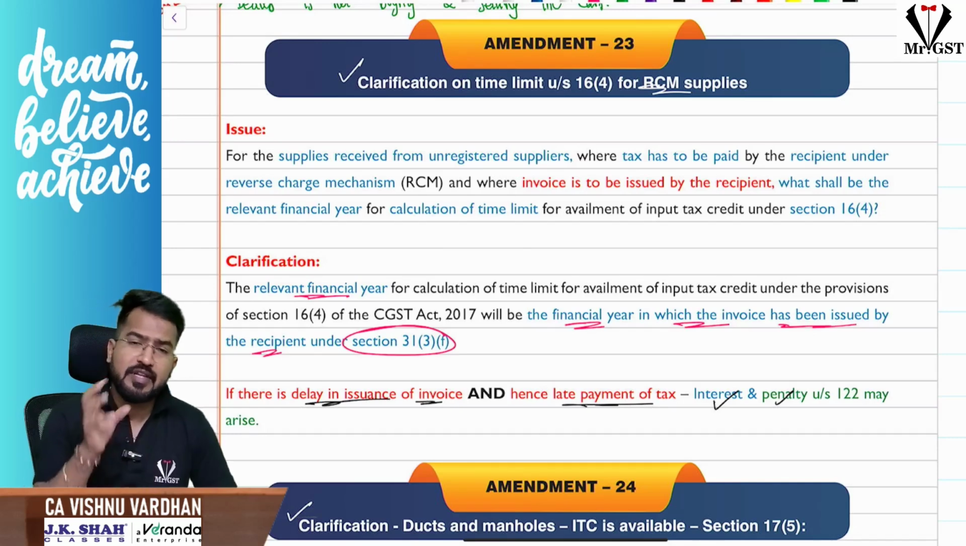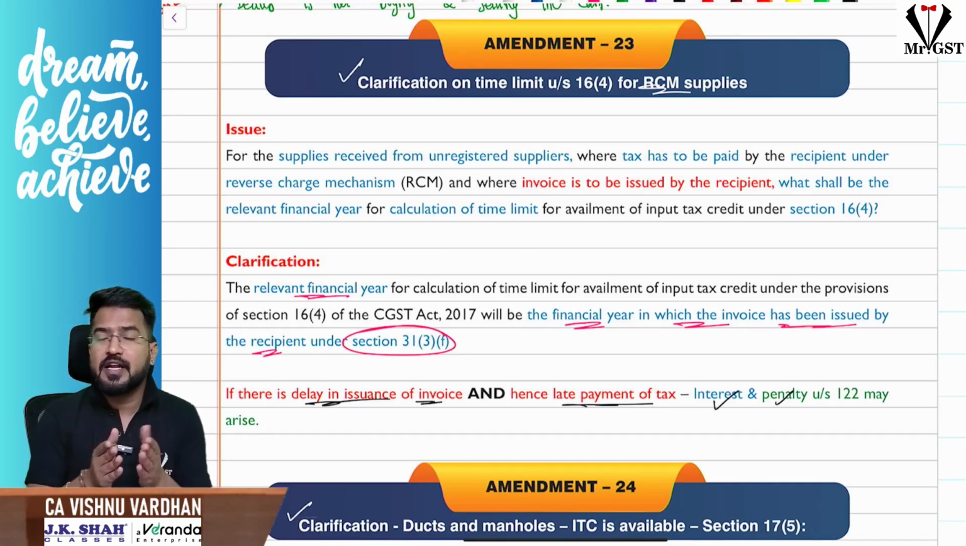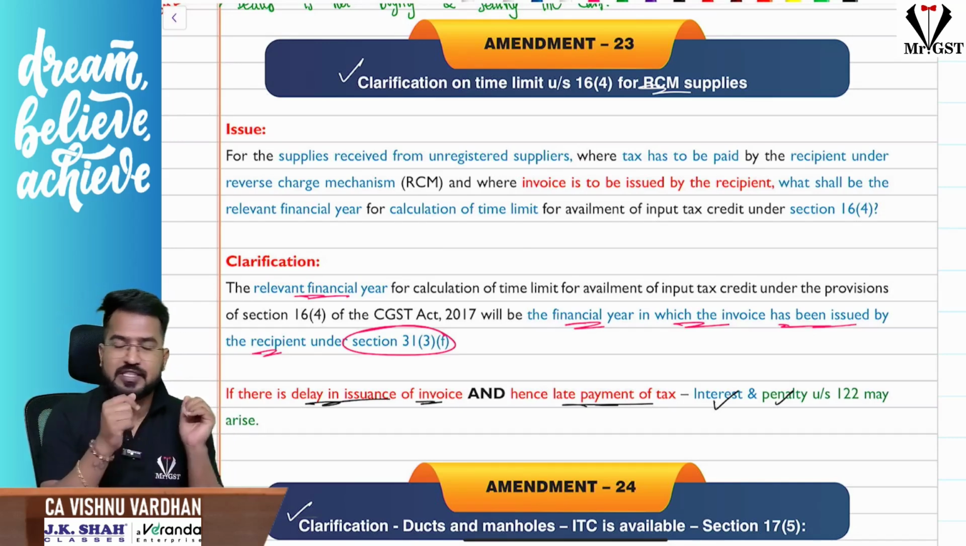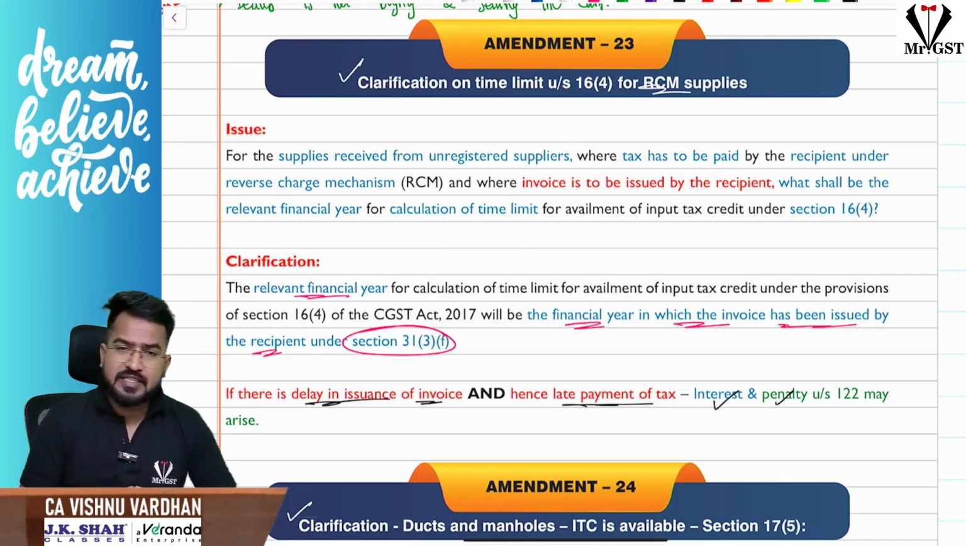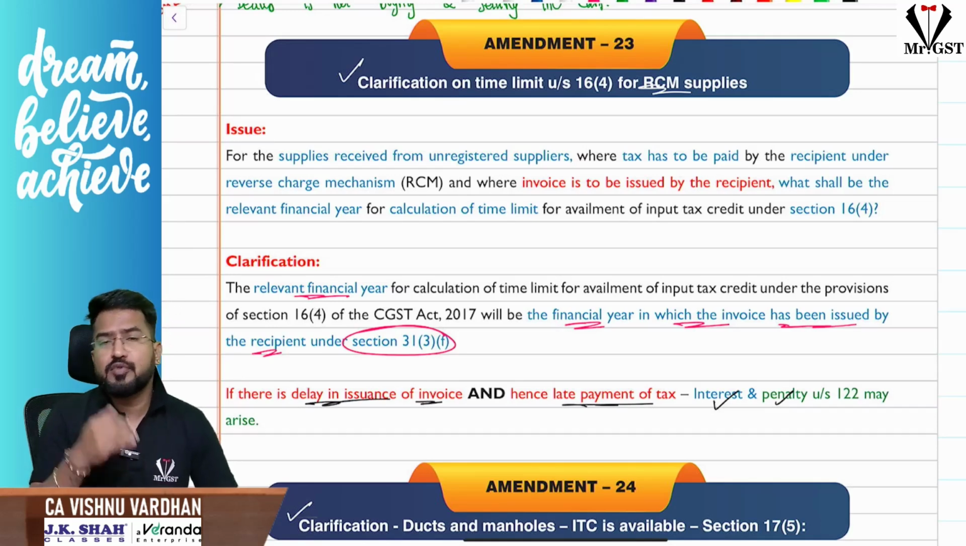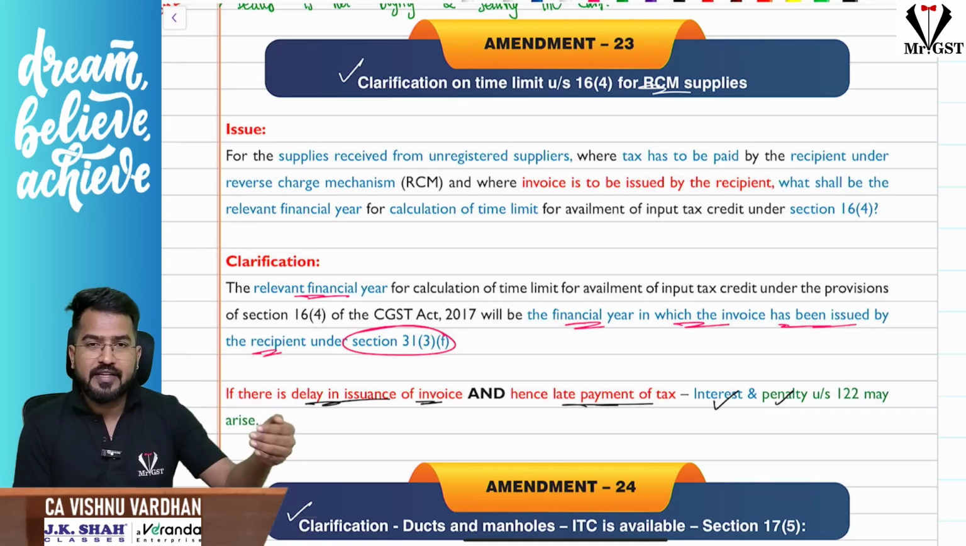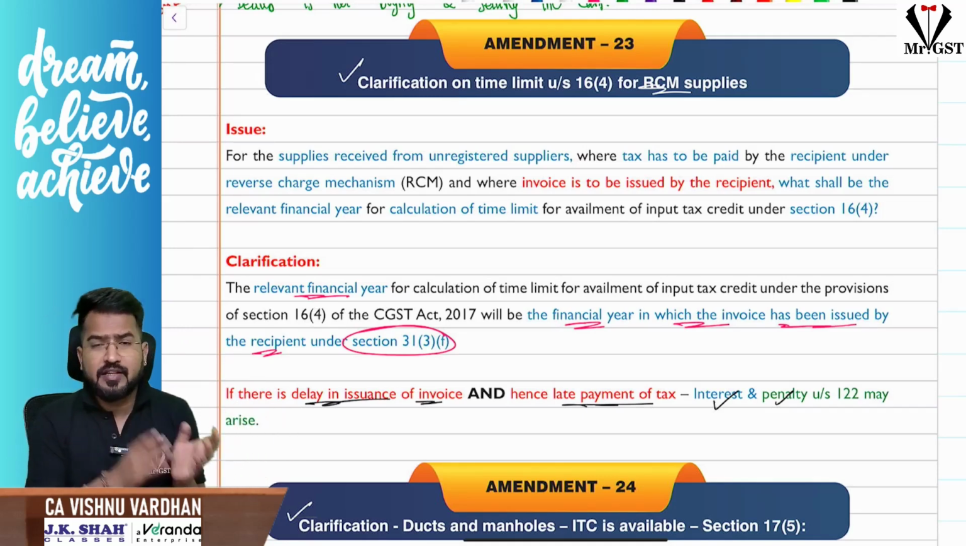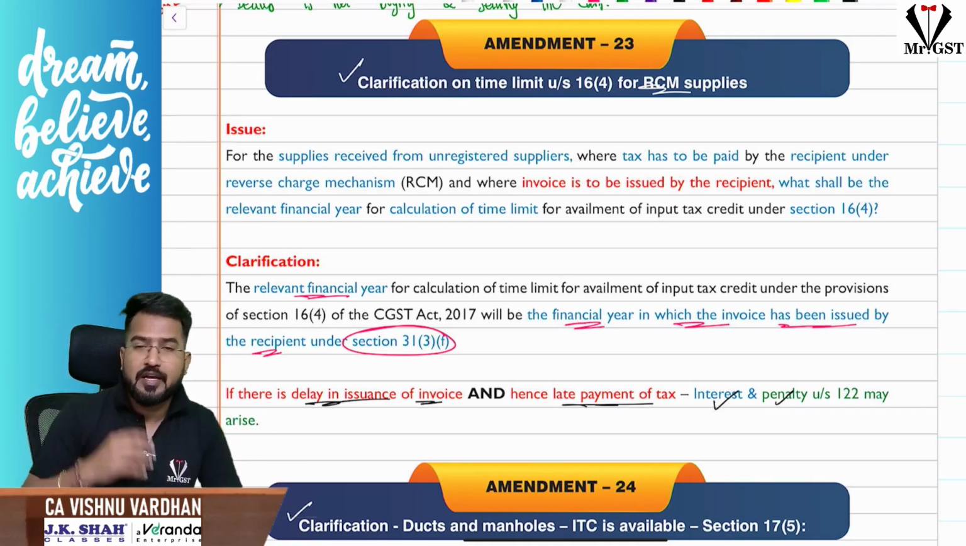So the section 31 time limit to raise the invoice will be applicable, and the recipient should have raised the invoice as per section 31 provisions, paid GST and taken ITC. Then section 16 subsection 4 will come into the picture. Suppose the recipient does not raise the invoice within the time limit, there is a delay in raising the invoice and in payment of tax, then interest and penalty under section 122 will come into the picture.